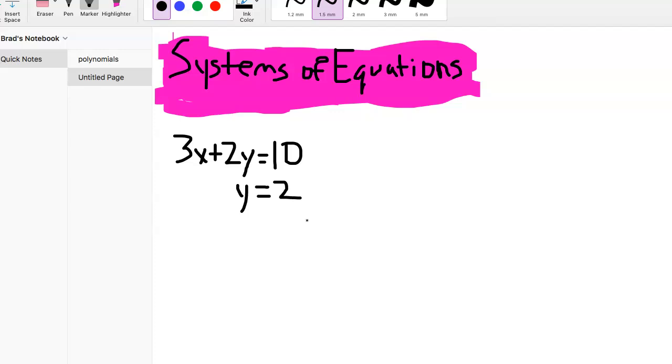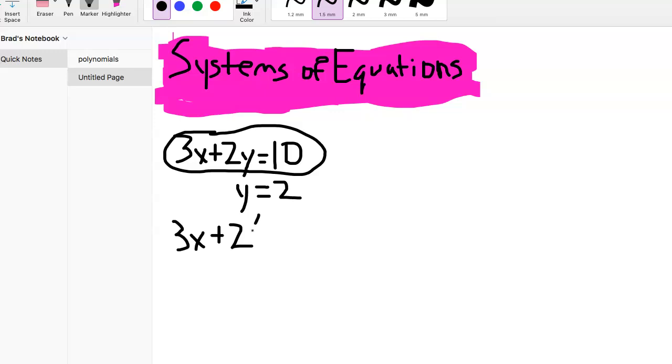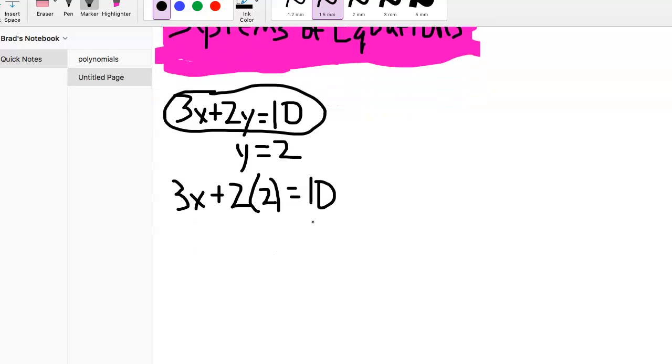In this first problem, we have 3x plus 2y equals 10 and y equals 2. We're going to try and solve for x here. They already told us that y equals 2, so really all we have to do is write that top equation out: 3x plus 2, well, they said y equals 2, so we're just going to substitute and put in that 2, equals 10. Then we have 3x plus 2 times 2, which is 4, equals 10. Subtract 4 from both sides.